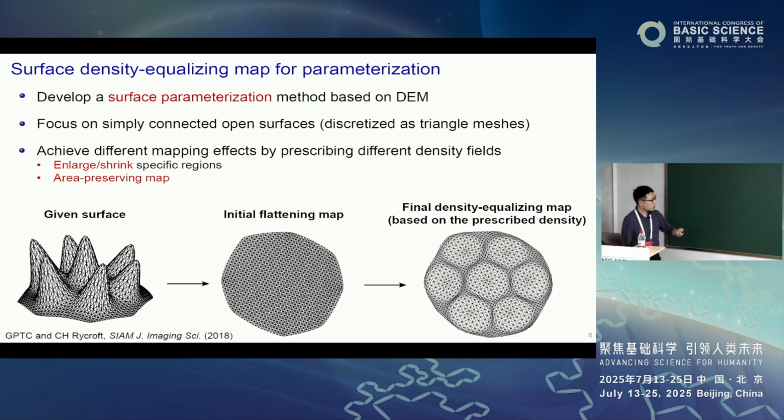So the approach is as follows. We start with some given surface, and then in the next step, we compute some initial flattening map, and then we develop mapping methods for computing this kind of density equalizing map on triangular meshes. With that, we can easily control the mapping criteria, and we can easily control the mapping effects to achieve different final results. I will be introducing these different steps one by one.